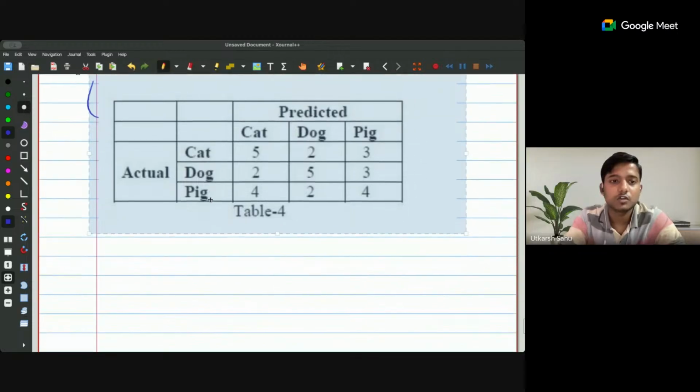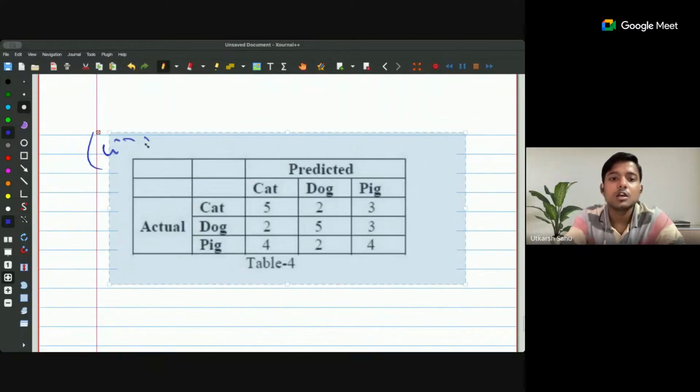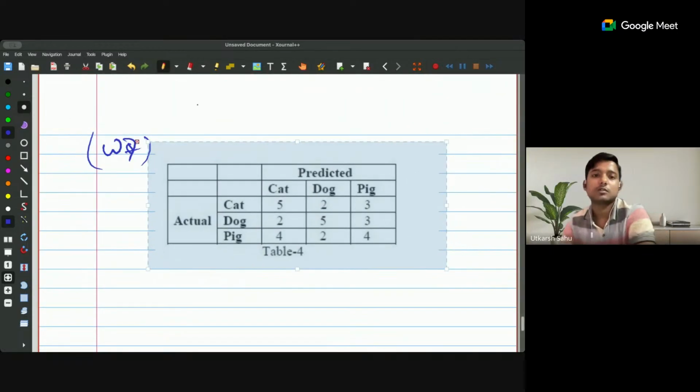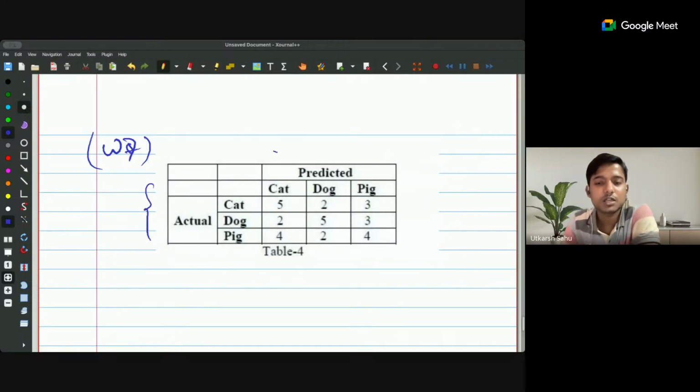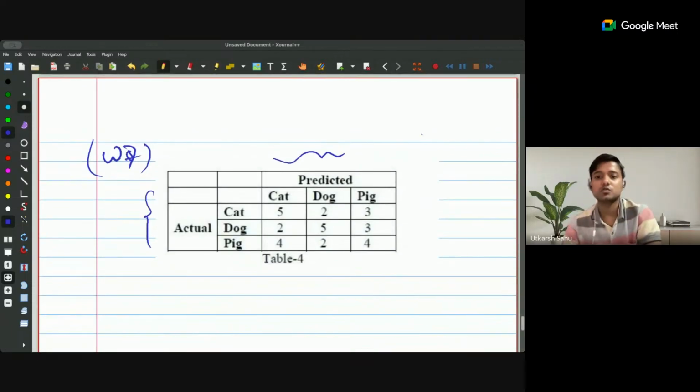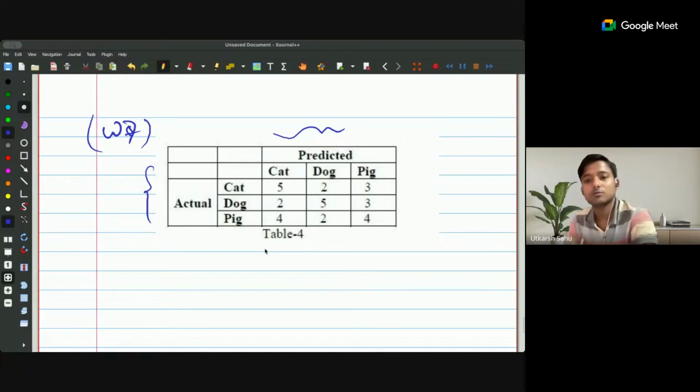This is what you will have in your confusion matrix. Most of the time they will give you actual on this side, predicted on this side, but make sure you read it. Don't blindly assume something. See what is written or not. So how do I read it?